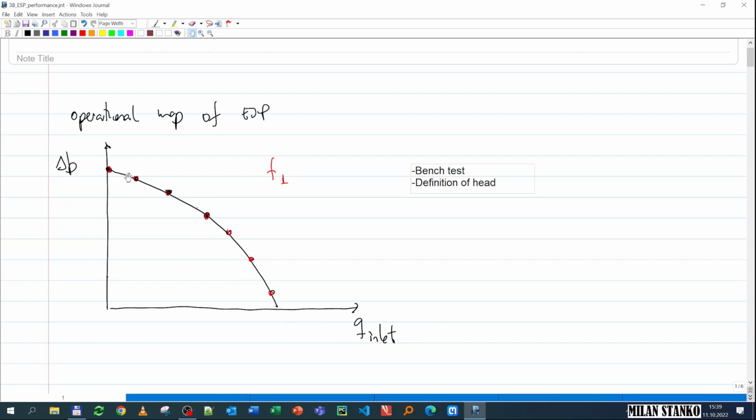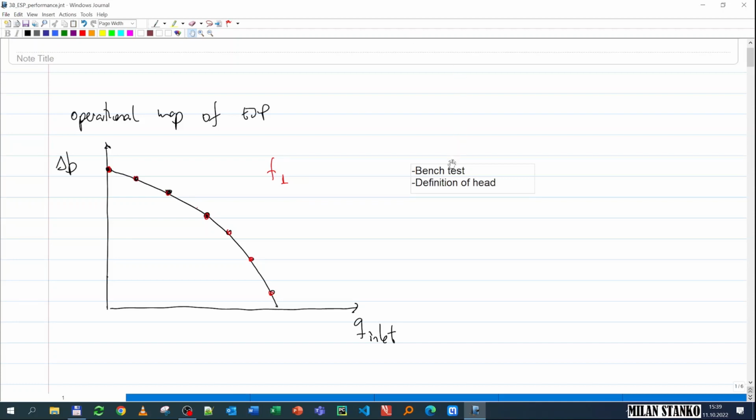And you can think of it like I have limited energy available, and that energy I can use in two ways. I can either use a very low rate, but then I can reach a very high delta P, or I can process a very high rate, but then I will be able to reach very little delta P. This collection of points are measured at a fixed rotational speed or frequency, typically maybe between 30 and 70 Hertz, but this is for a fixed frequency.